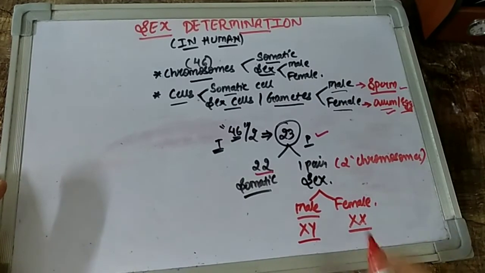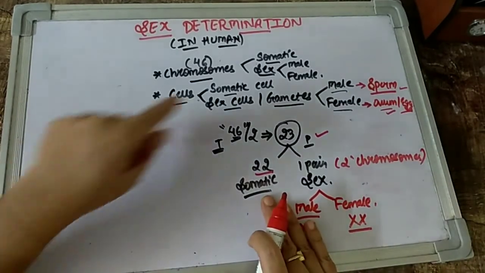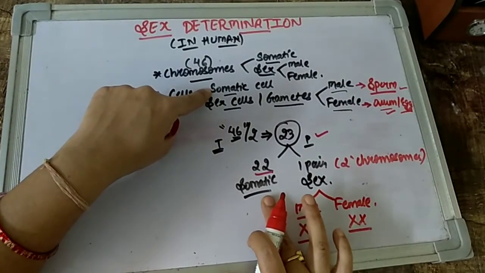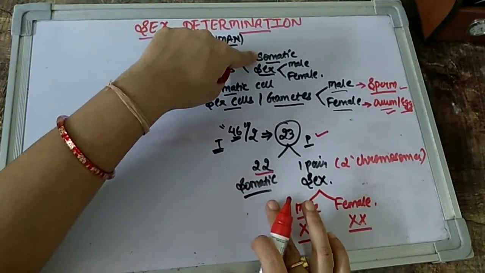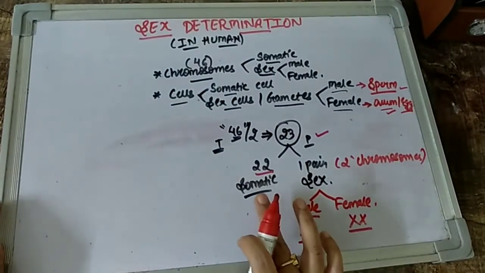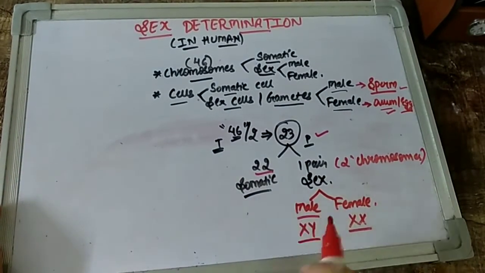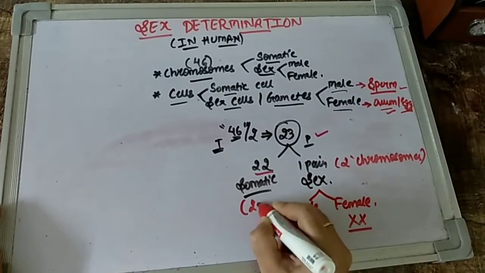One more thing. When I talk about somatic chromosomes, children, as I said, what is the meaning of the term somatic cells? Body cells, right? So in the body cells, we definitely see which type of chromosomes? Somatic chromosomes. These somatic chromosomes, children, are always there in their diploid condition.